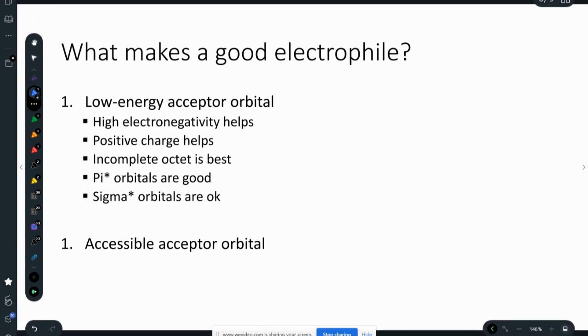All right, if we're thinking about what makes a good electrophile, a lot of them are going to be the opposites, right? What kind of charge would you want an electrophile to have? If something is going to be electron loving, it has a positive charge because that's going to be attracted to electrons. Yeah. So positive charge helps. Having higher electronegativity is going to make something more electrophilic.